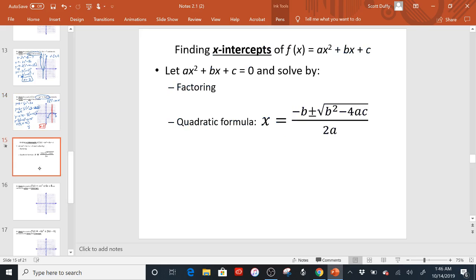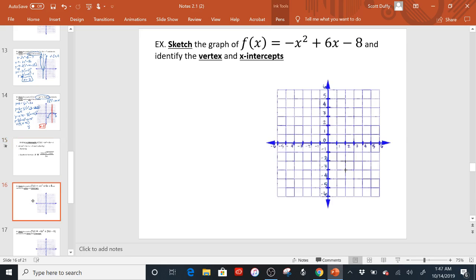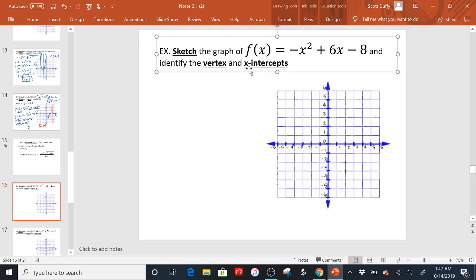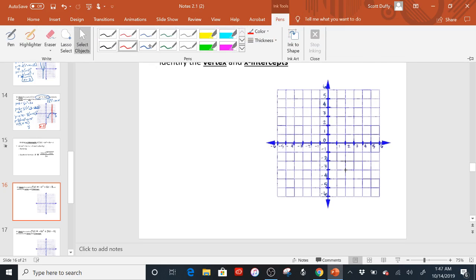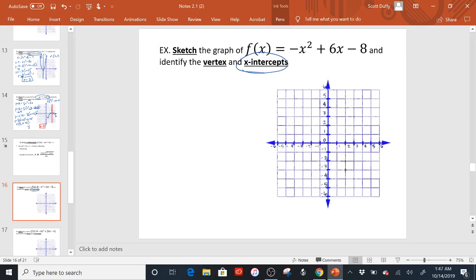Now there's two ways to find your x-intercepts, and that is by factoring or using the quadratic formula. And I'm going to show you a version of both. All right, here, first of all, I want to find the x-intercepts. So the first thing I'm going to do is factor it.